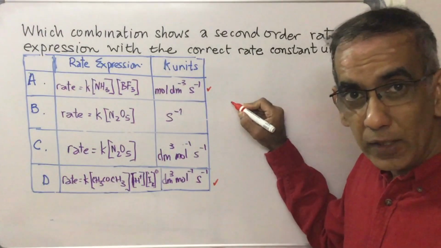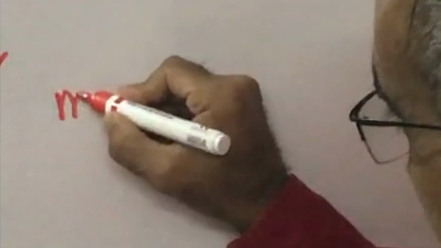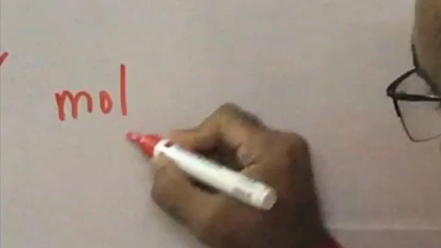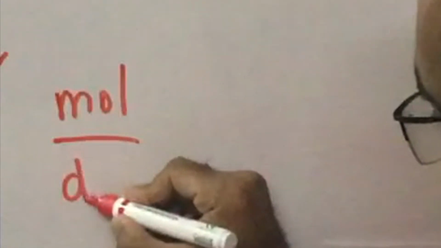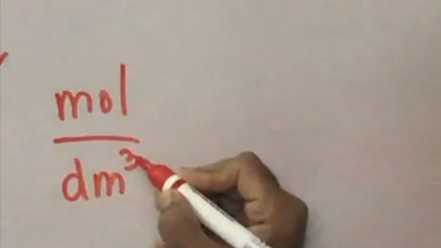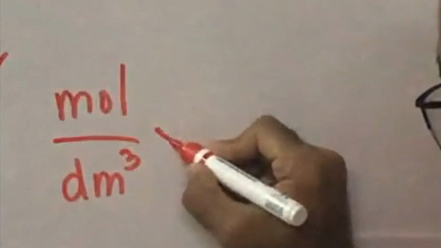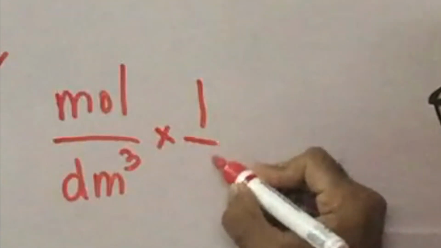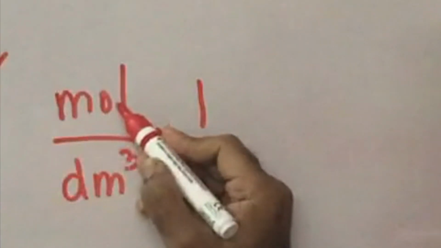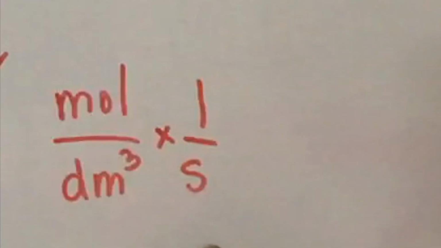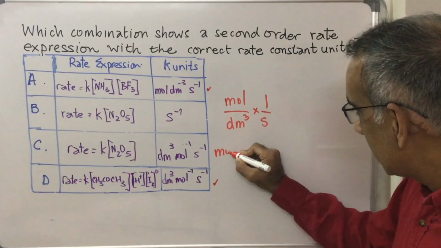First of all, the unit of rate would be moles per dm cubed, the unit of concentration, per unit of time, which is the second. So moles per dm cubed per second. It could also be written like this.